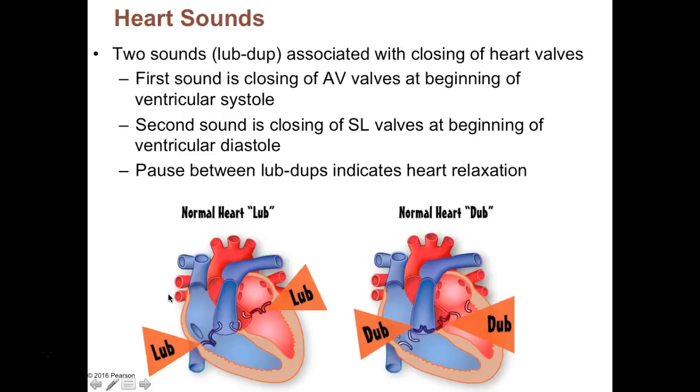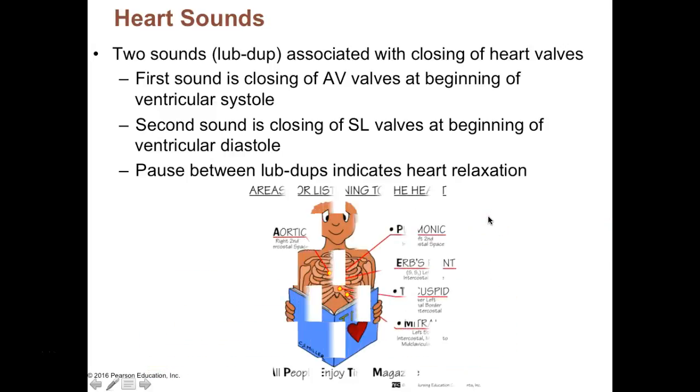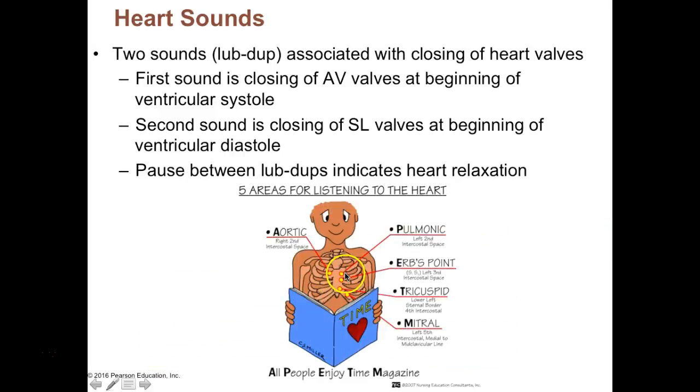And we have our two sounds of our heart, the lub-dub that we're used to hearing when we listen into a heart. The first sound is when our AV valves close, starting ventricular systole. So that means our ventricles are contracting. And the second sound, the dub, is going to be the closing of our semilunar valves and the beginning of our ventricular diastole, which is going to be when our ventricles relax. And we have a pause, which is going to indicate heart relaxation between the lub and the dub. And these are all the different areas where we can listen in for heart noises.